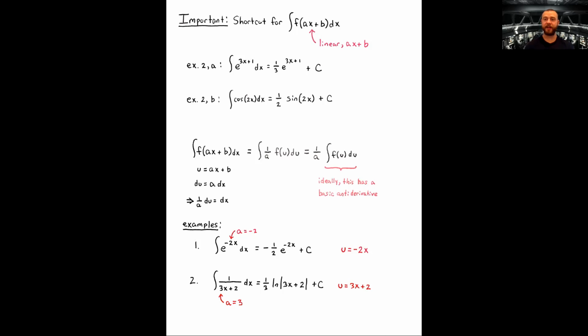Now, if this sounds confusing, maybe go through a few examples carrying out the substitution in detail, just so you get a sense for where the 1 over a factor comes from. And then through a few examples with some practice, you'll probably start to incorporate this, especially as you continue on through learning other methods for finding antiderivatives.